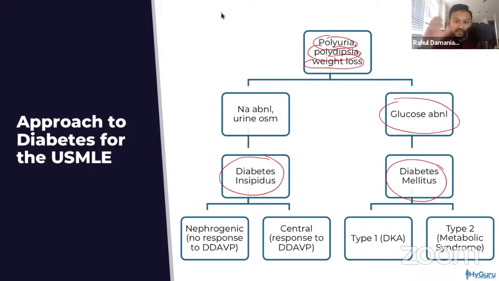As we know, diabetes insipidus, you have nephrogenic, in which there's no response to desmopressin. Central, you're not producing it. Type 1 diabetics usually present on your exam with DKA, and type 2 diabetics have a metabolic syndrome stigmata, and they can present in HHS.